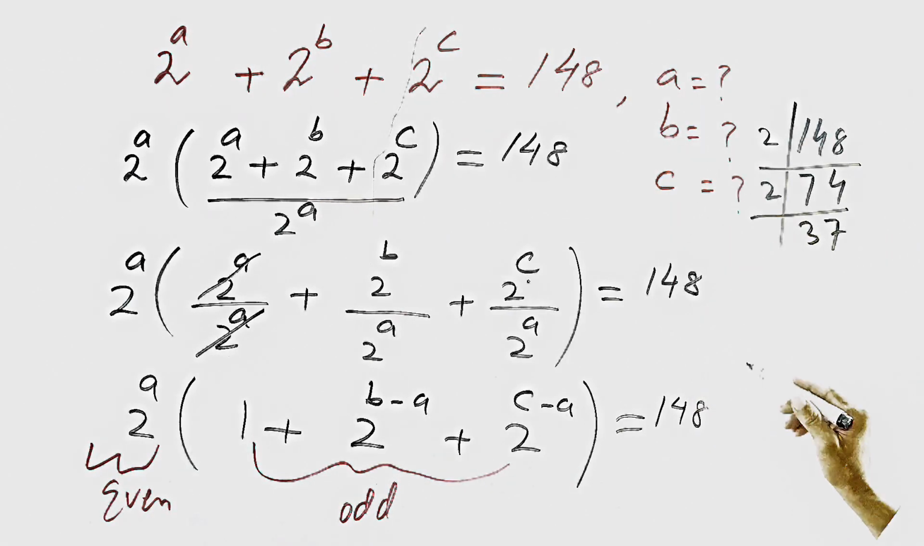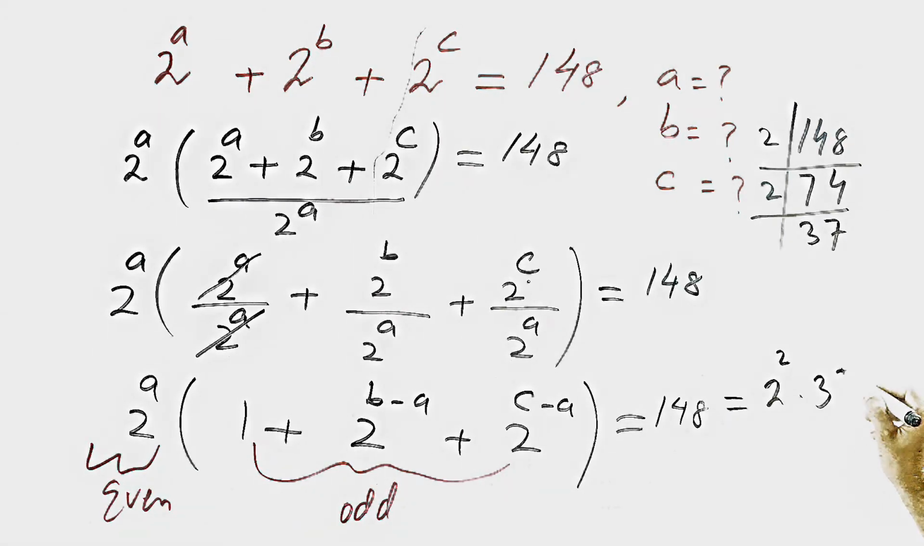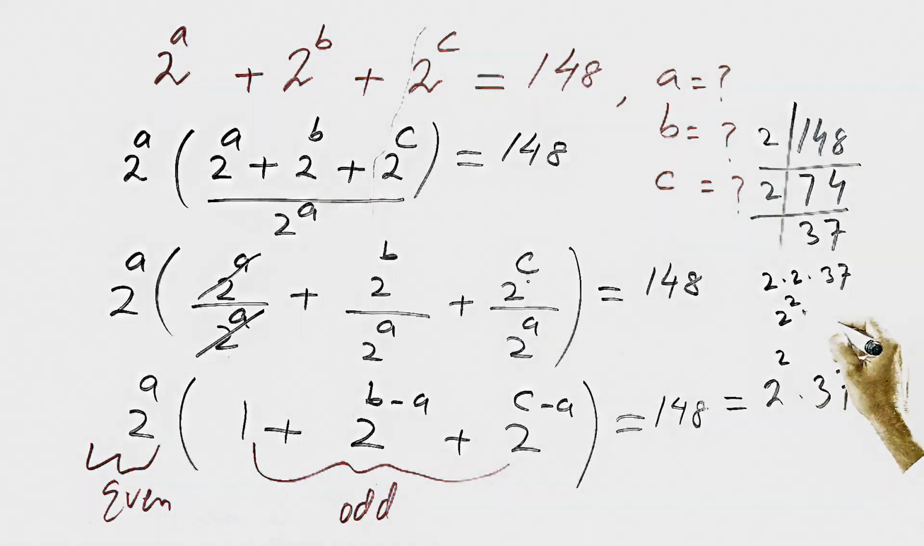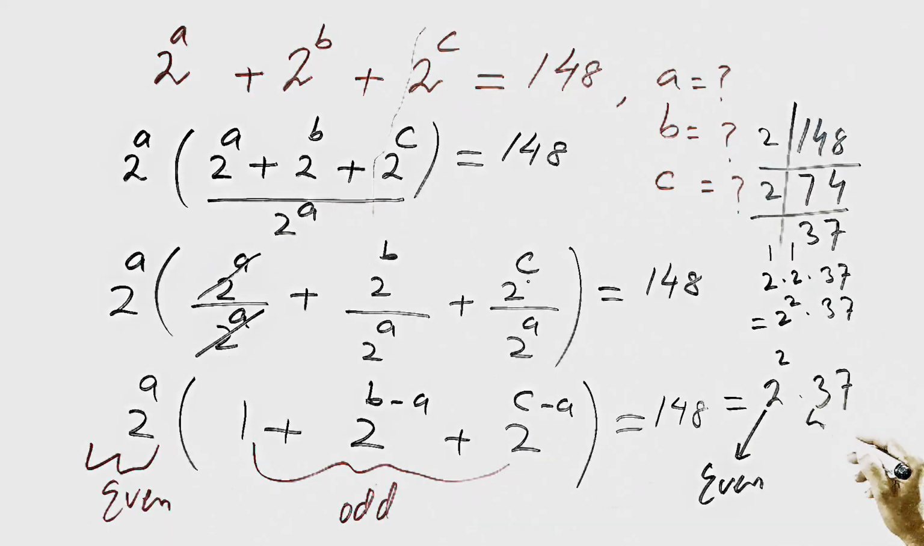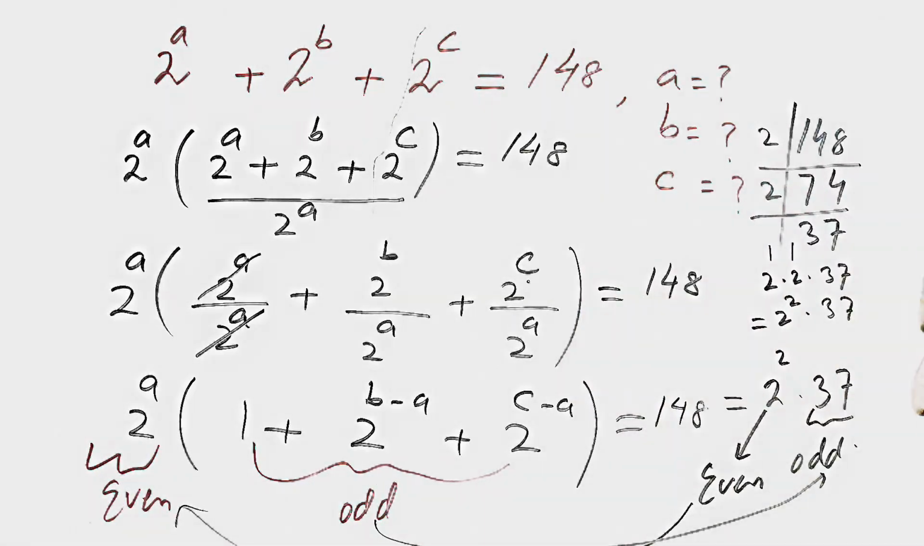So in the place of 148 we can write 2 square and 37, that is 2 multiplied by 2 multiplied by 37. In case of multiplication we add their powers, so 2 exponent of 2 times 37. So in the place of 148 we can write 2 exponent of 2 into 37. So this number is an even number and this number is an odd number.